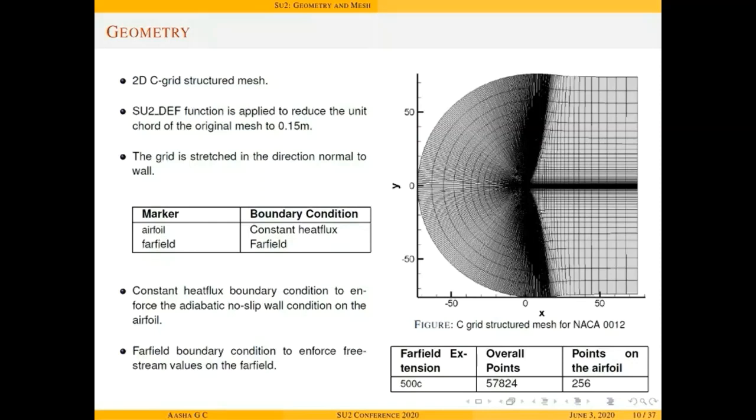To enforce the adiabatic no-slip wall condition on airfoil, constant heat flux boundary condition with zero heat flux is implemented on the airfoil surface, and far field boundary condition is applied on the far field to enforce free stream values on the far field.